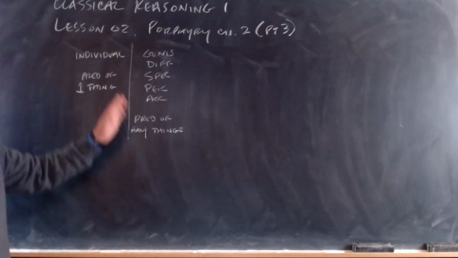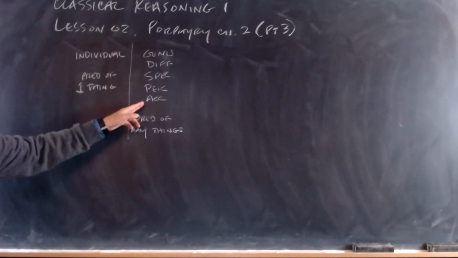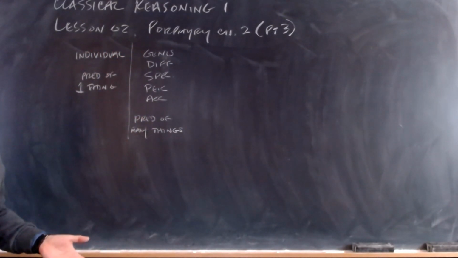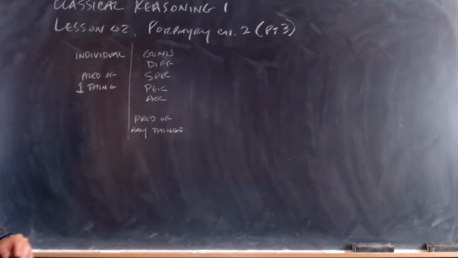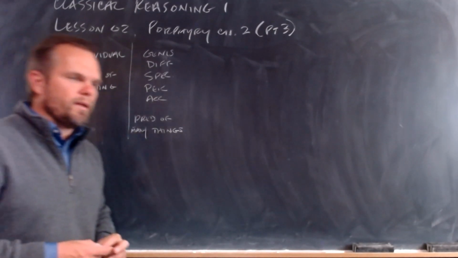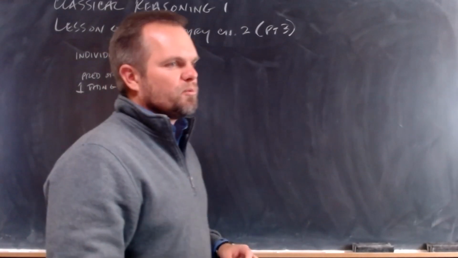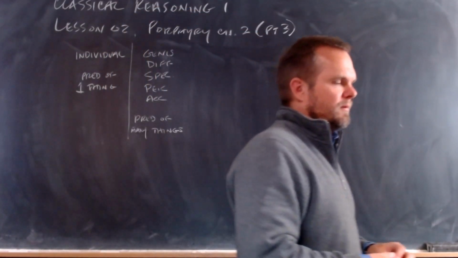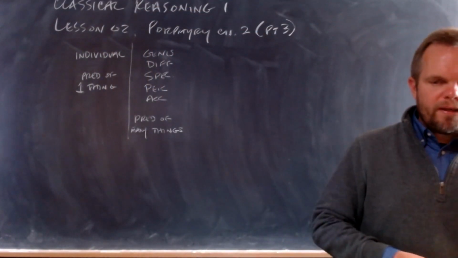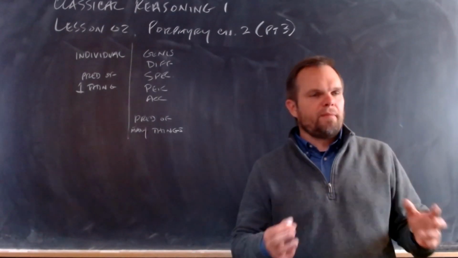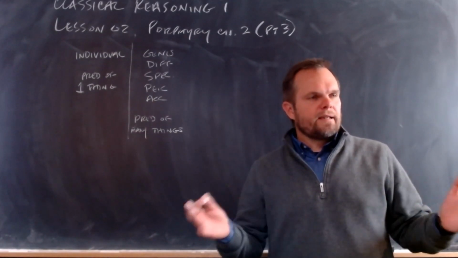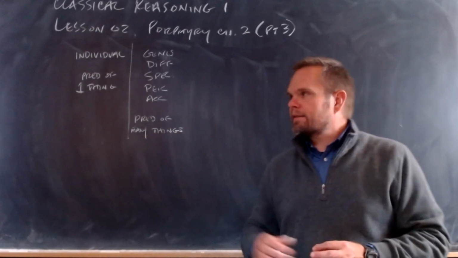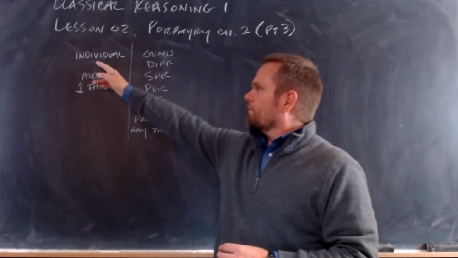So what does individual have in common with all of these? It's a predicate, right? But they all differ from individual in that individual is predicated of only one thing. Genus is predicated of many things. Species is predicated of many things. Difference is predicated of many things. Peculiarity, accident, predicated of many things. That's what makes them all different from individual.